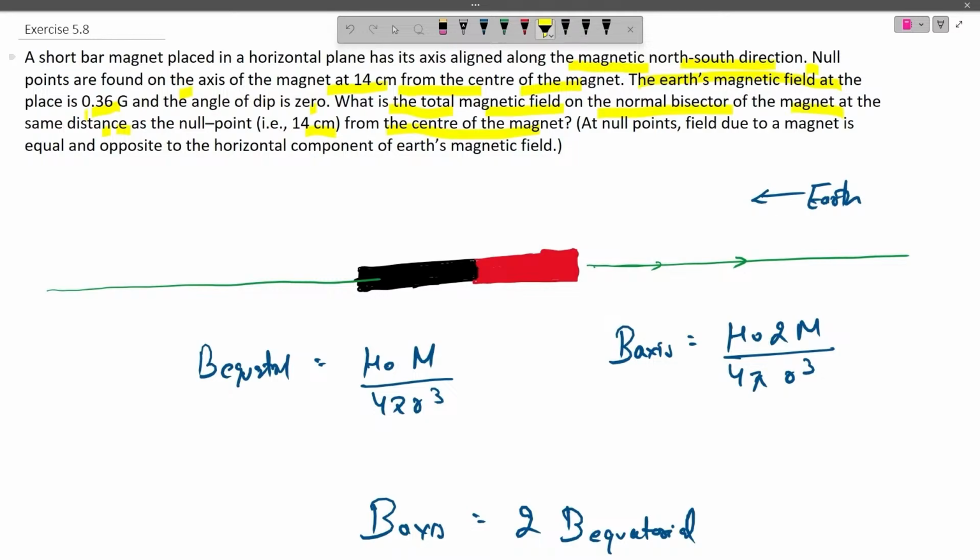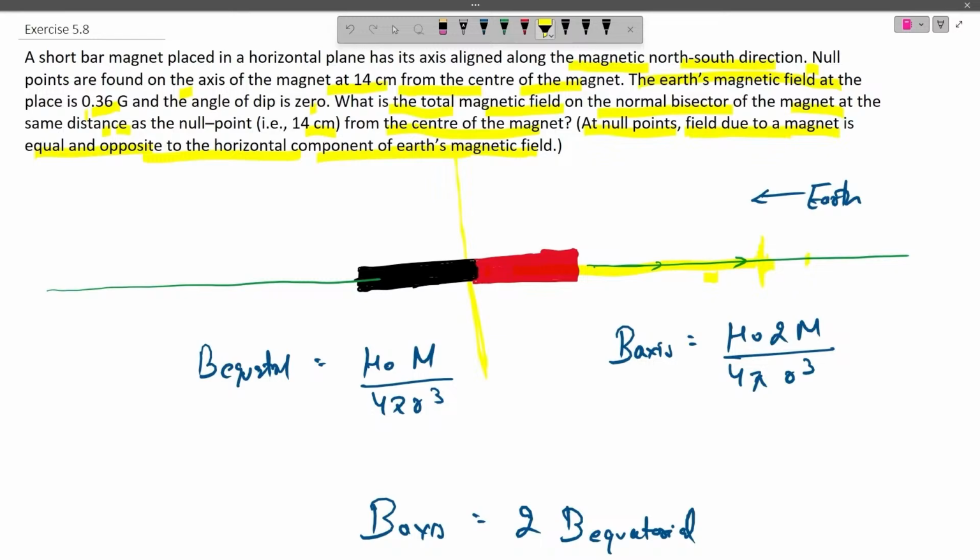The question is hinting that it has given the magnetic field at the axis and we have to find out the magnetic field at the perpendicular bisector of the bar magnet. At 14 cm away from the center on the axis there is a null point. And what is a null point? Null point is where the field due to the magnet is equal and opposite to the horizontal component of the Earth's magnetic field. Since the dip angle is 0, at the null point the net magnetic field is going to be 0. That is, the magnitude of magnetic field due to the bar magnet would be equal to the magnitude of the Earth's magnetic field, and its direction will be opposite. That's why they will cancel out each other.